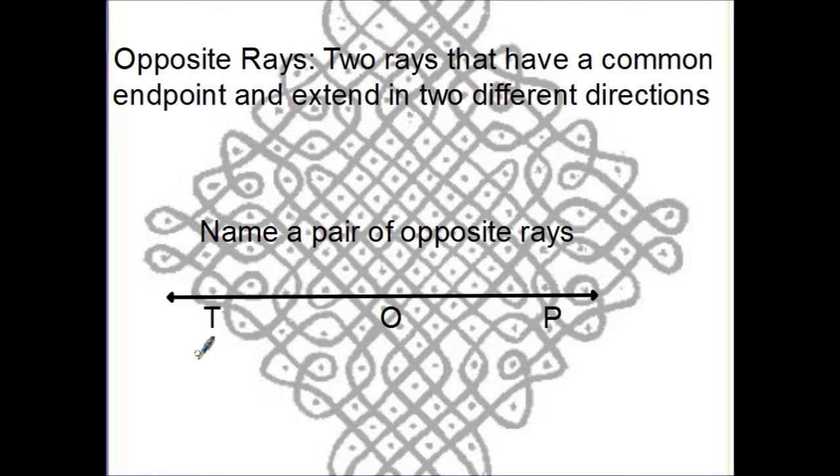The opposite rays in this picture are going to be ray OT and ray OP. Ray OT starts at O and goes towards T forever. Ray OP, again, starts at O and goes towards P forever. Combined, they give us a straight line.